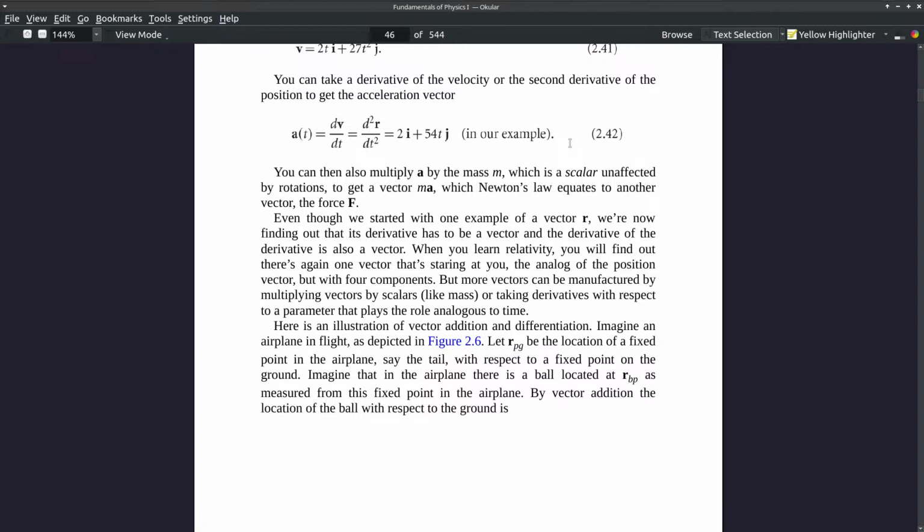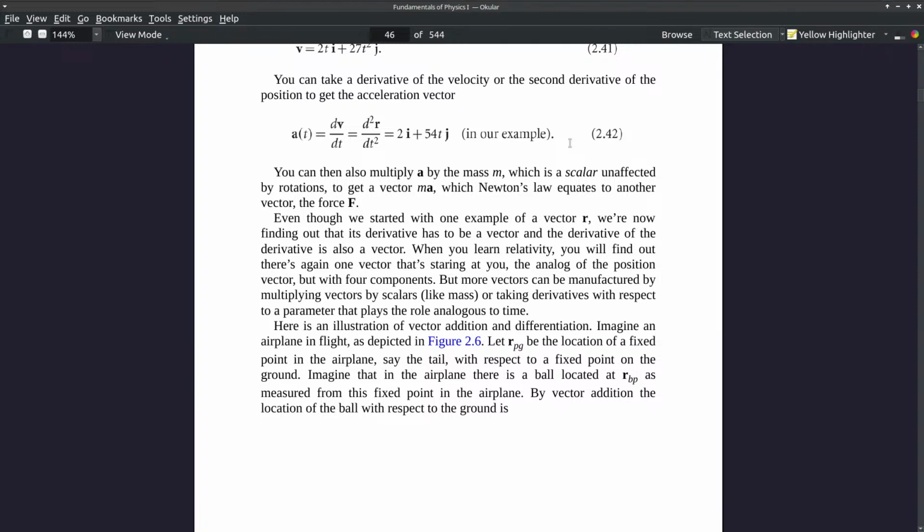When you learn relativity, you'll find out there's again one vector that's staring at you, the analog of the position vector, but with 4 components. But more vectors can be manufactured by multiplying vectors by scalars, like mass, or taking derivatives with respect to a parameter that plays the role analogous to time. Oof. Okay, it'll be fun to get into that.